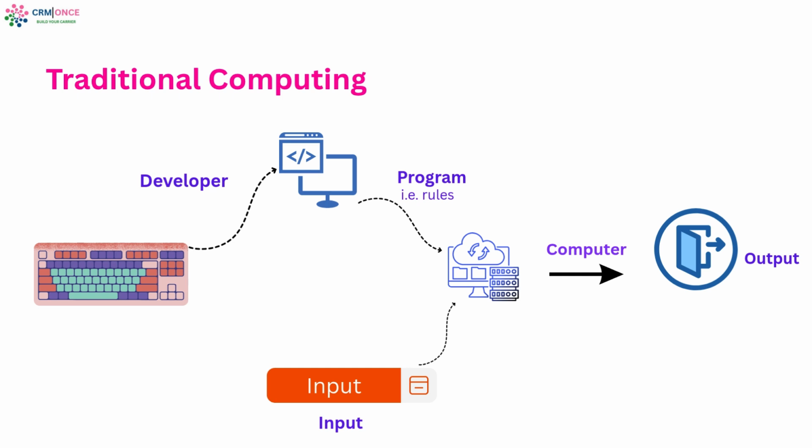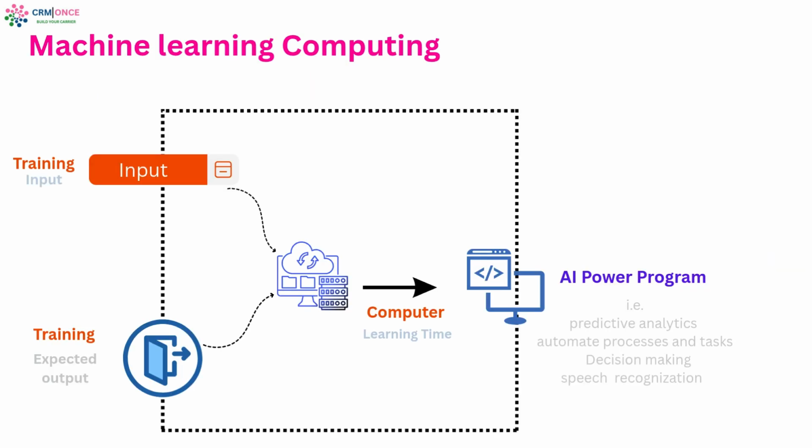Traditional computing versus machine learning. Traditional computing: the developer writes rules manually. The system processes input and gives output. Flow: input, program logic, output. Machine learning: the system is trained using input and output examples. It learns patterns automatically. Flow: input plus output, training, AI model.